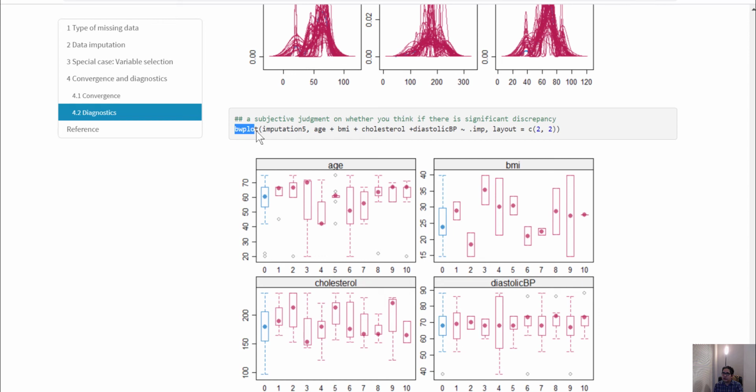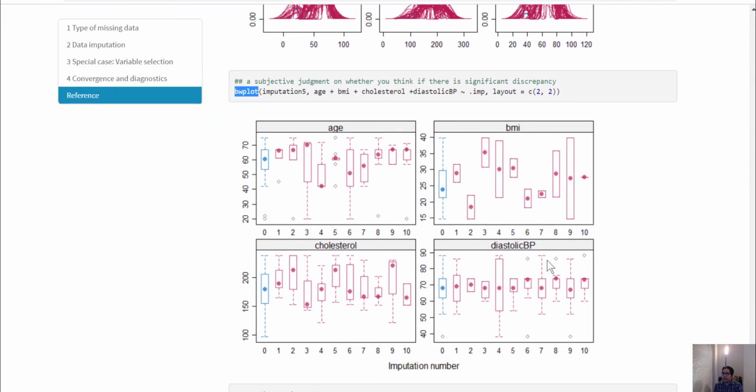You can also try to draw a box plot. This is for only 10 iterations, and you can see this is the observed and these are the imputed. You can see some of those imputed data are slightly different from each other, but within the box plot you can see they are almost within the maximum and minimum bound. But if you are looking at the quartiles here, then it is looking a bit problematic. So maybe think about how to improve the prediction model for BMI.